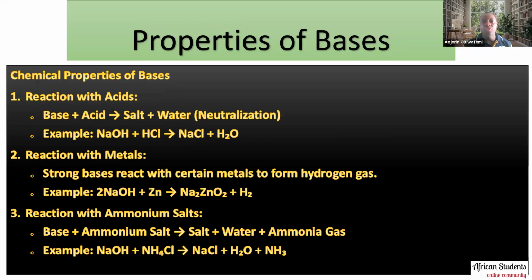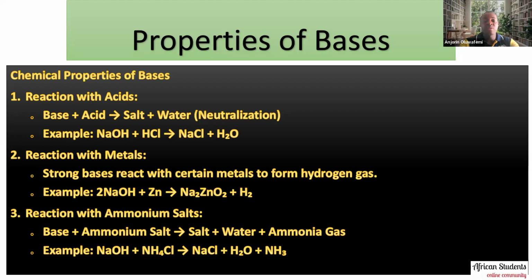Now, the first thing is reaction with acid. We've said this and we can't say it enough. When base react with acid, they would give us salt and water, and that's a neutralization reaction. They also react with metals. When strong bases react with certain metals, they will form hydrogen gas, like sodium hydroxide and zinc. Now, when they react together, hydrogen gas is given off, and then we have the corresponding compound being formed.